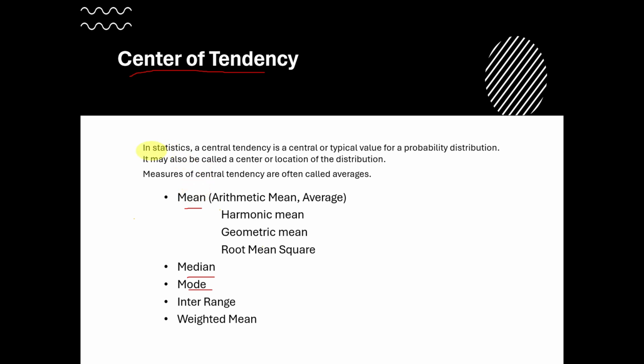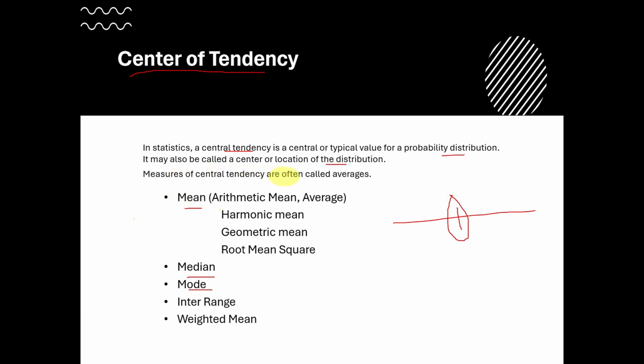Okay, let's start. In statistics, a central tendency is a central or typical value for a probability distribution. It may also be called a center or location of the distribution. So, for example, you have this distribution, it will tell you where your distribution is, the center of the distribution.